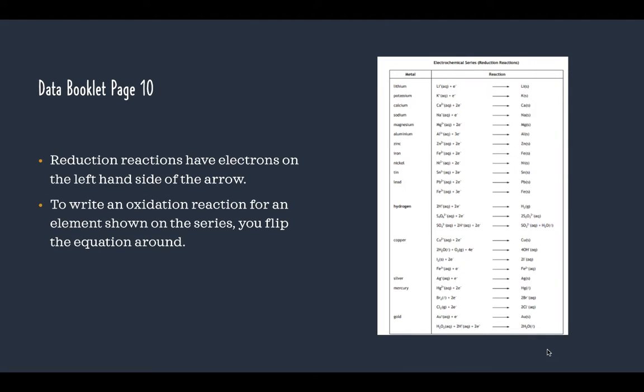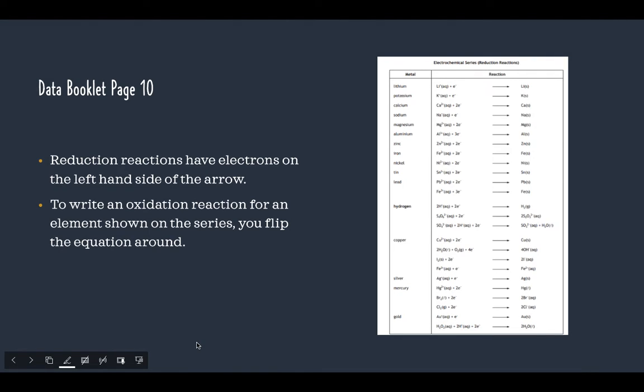So on page 10 of the data booklet we have the electrochemical series, which is a list of reduction reactions. As we can see here, reduction reactions have their electrons on the left hand side of the arrow. If we wanted to write an oxidation reaction for any of the elements on this series, you would simply flip the equation around. So what do I mean by that?